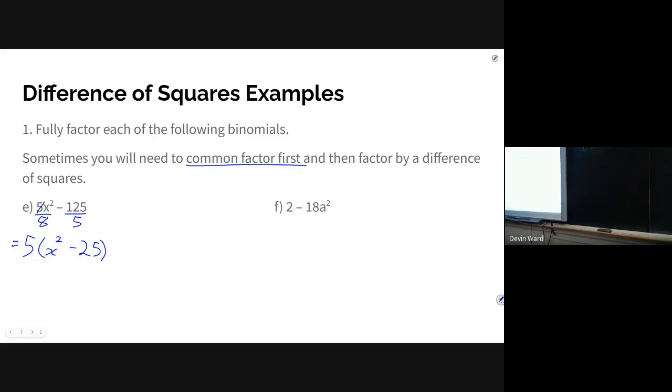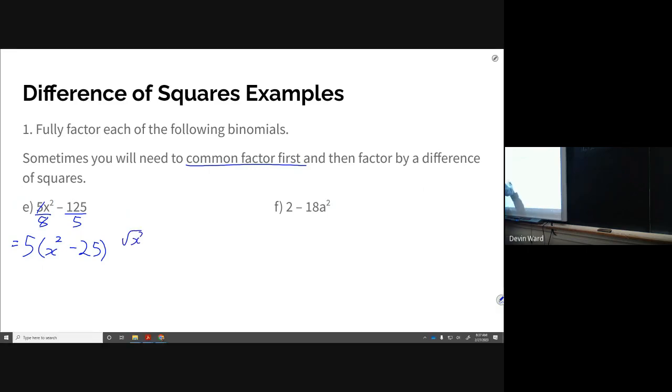So once we factor the 5 out, then we have a perfect square with x squared and with 25. Okay? So the square root of x squared is x. I did this one a couple of times. Square root of 25. Square root of 25 is, look at the question above it. 5, perfect.